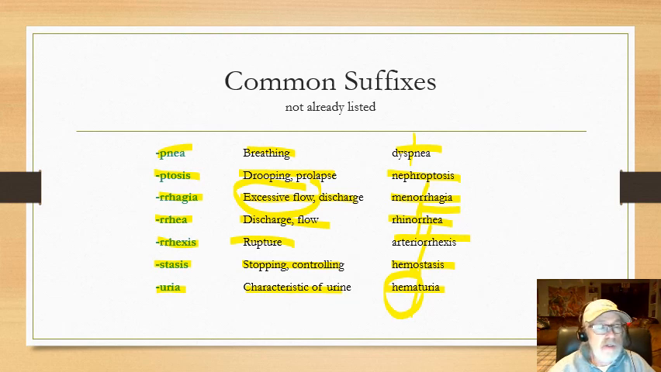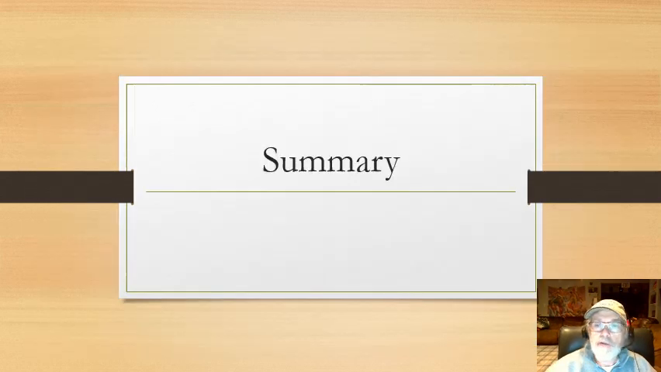Pyuria would be pus in the urine. Dysuria would be what? Painful urination. See the beauty of medical terminology? I've changed that word around. Anuria would be what? No urine. Polyuria would be what? Much urine, lots of urine. So basically I could take that word and turn it around. Uria means a characteristic of urine. So that's a common thing.